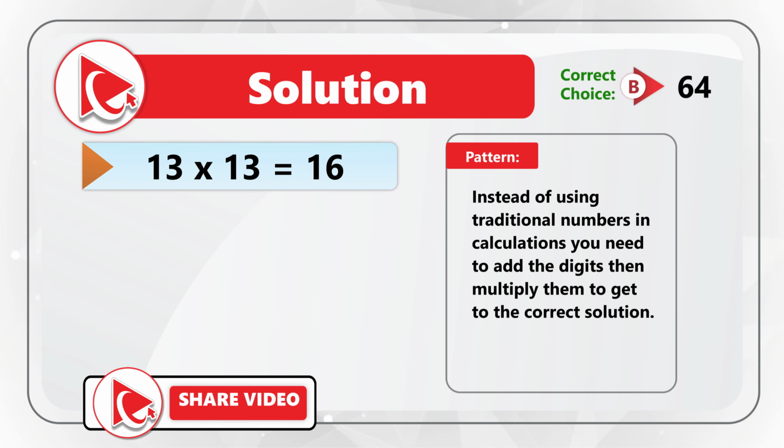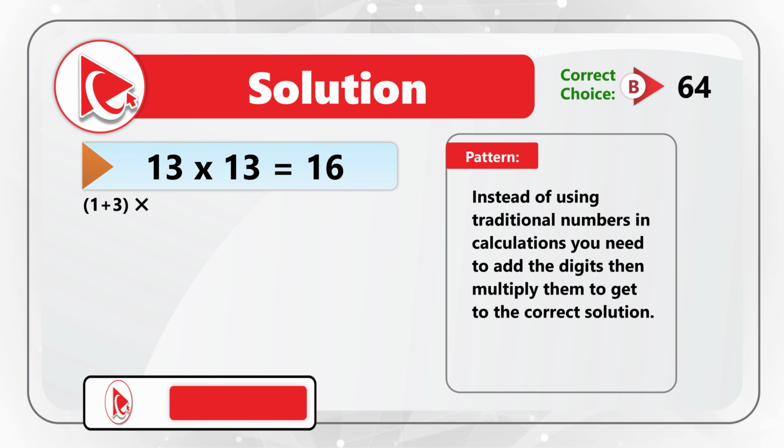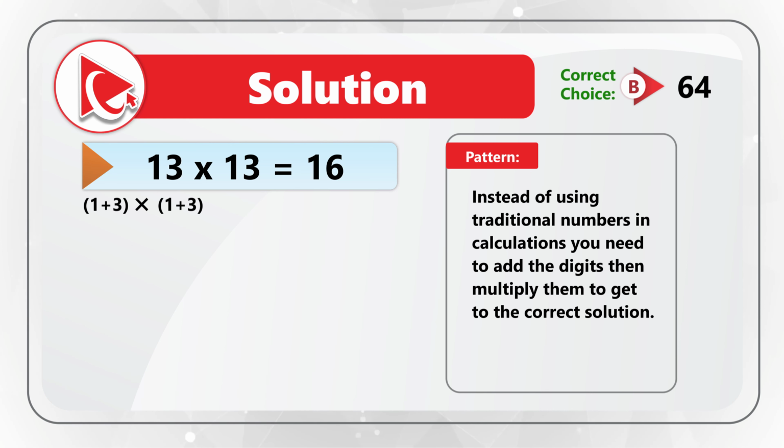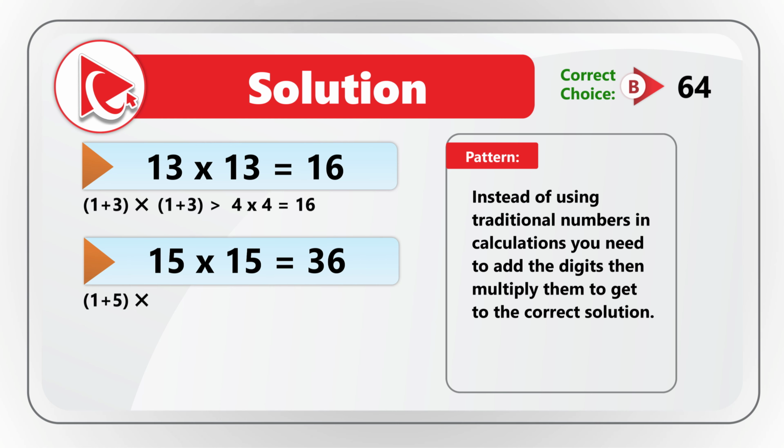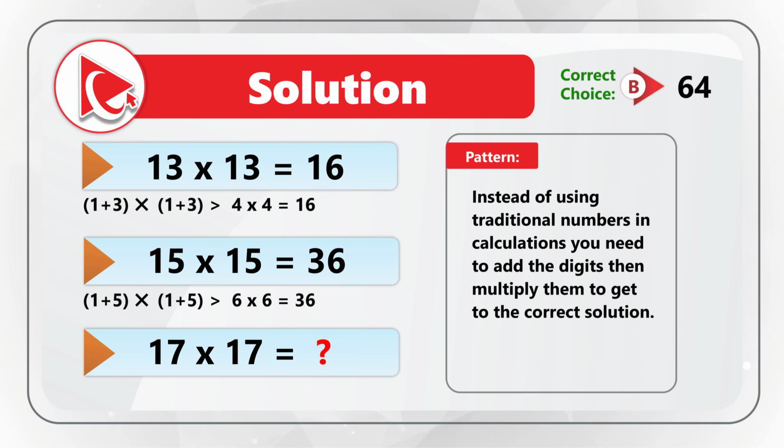In reality, you need to sum up 1 plus 3, then multiply by another expression 1 plus 3, which would be 4 multiplied by 4, which would equal 16. For the second expression, you need to add in parentheses 1 plus 5, multiplied by another expression in parentheses 1 plus 5, which would be equal to 6 multiplied by 6, which equals 36. To calculate the final expression, you need to add 1 plus 7, which would be equal to 8, multiplied by another expression 1 plus 7, which would be equal to 8 multiplied by 8, and it would be equal to choice B, 64.